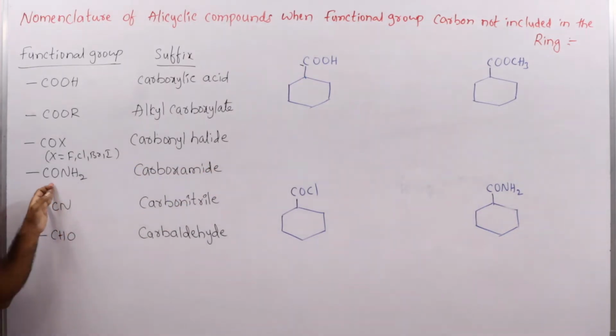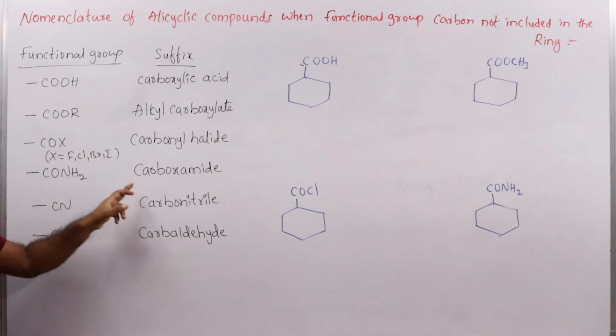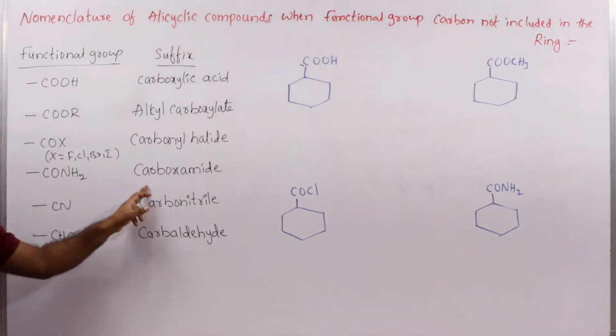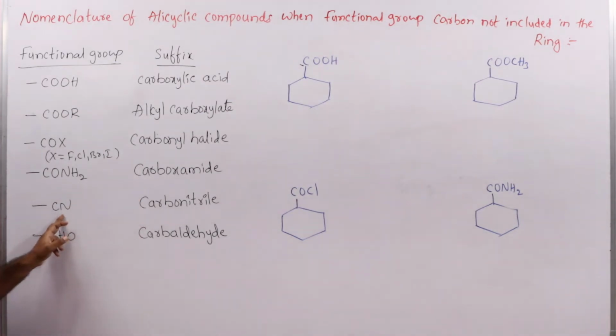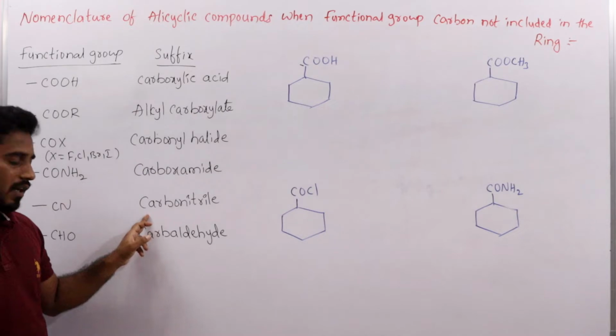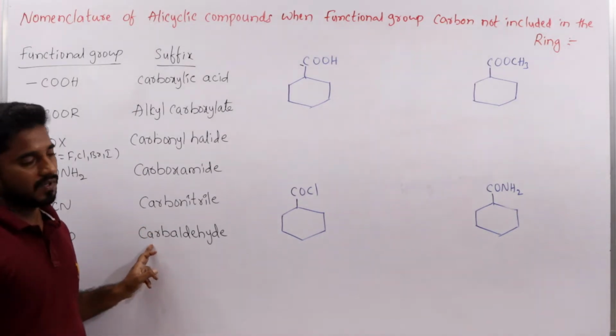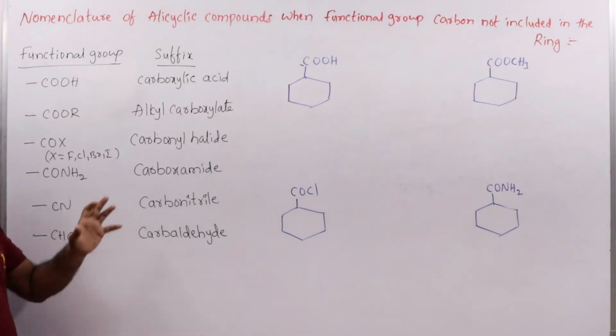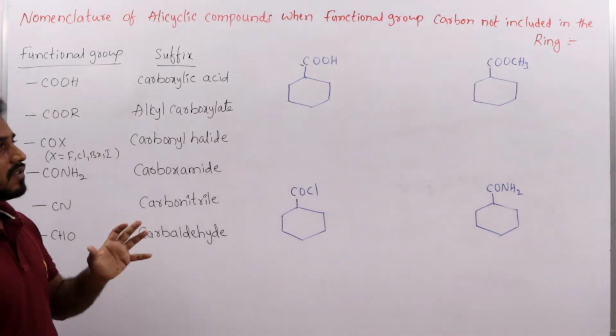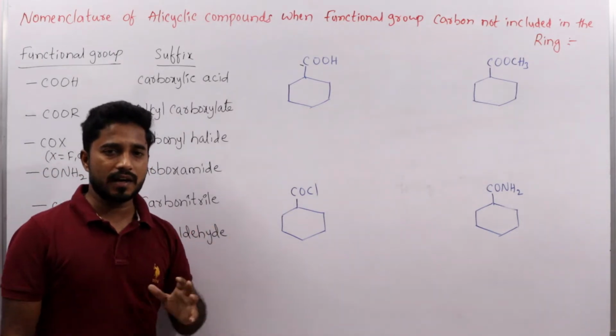Next, if you take an acid amide, then we have to use the suffix carboxamide. If that is a CN, then we have to use carbonitrile. If that is a CHO, then we have to use carbaldehyde. Let us see some examples based on these suffixes when the functional group carbon is not included in the ring.